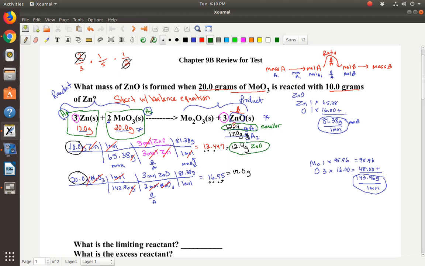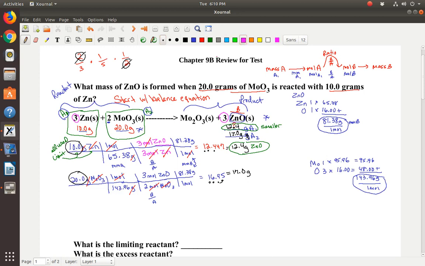And that means that all of this is used. If all that's used, that means this is the limiting reactant. This limits it. When all 10 grams of zinc is used up, I made 12 grams of zinc oxide. I cannot make any more in this reaction. When I use all of this up, all the zinc up, I can only make 12 grams. I can't keep going because I've run out of zinc. So this is the limiting reactant.